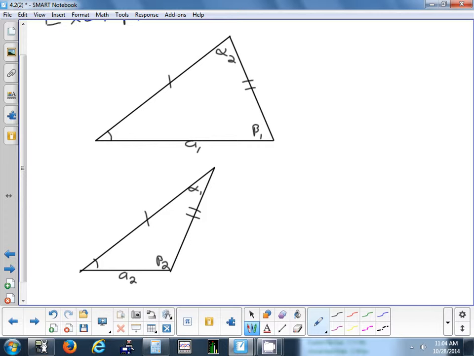All right. And you know what I'll try to do? I'll stick with, I'll put all the 2's in one triangle, alpha 2, beta 2, A2. And I'll put all the 1's in the other one. Alpha 1, beta 1, A1. So there's two different triangles that have a side-side angle in common.